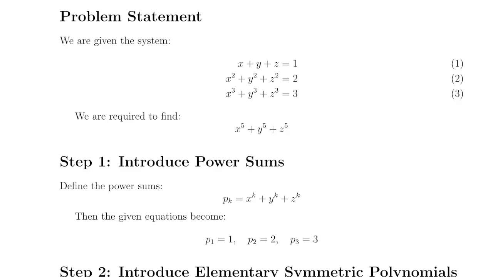The first step, we're going to define the power sum. So that's going to be p sub k equals x to the k plus y to the k plus z to the k. And what we have here is that p of 1, which is this first equation, p of 2, and then p of 3, that's going to be 1, 2, and 3 respectively. So we want to find what p of 5 is.